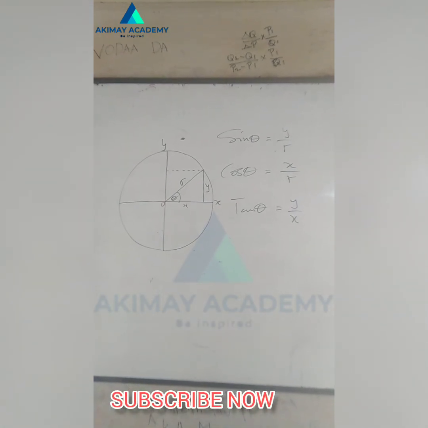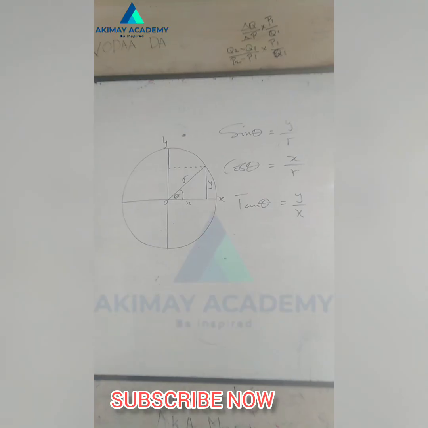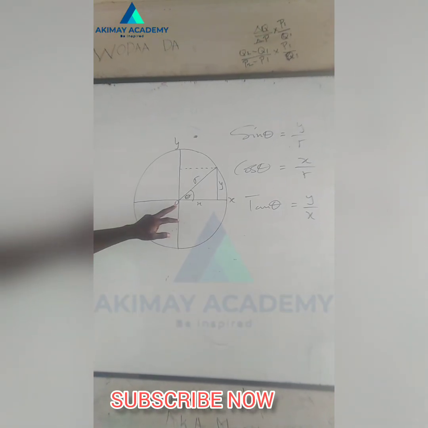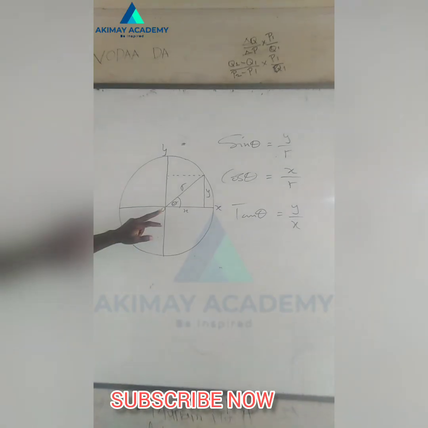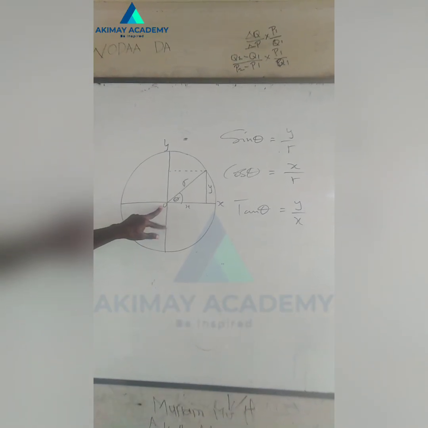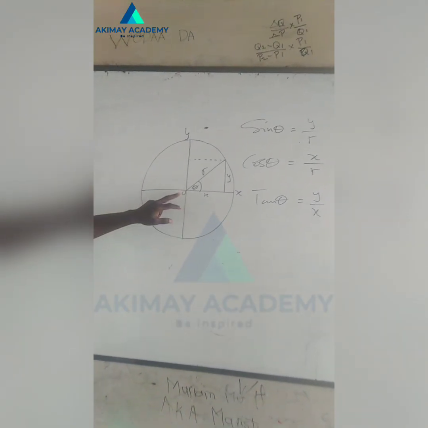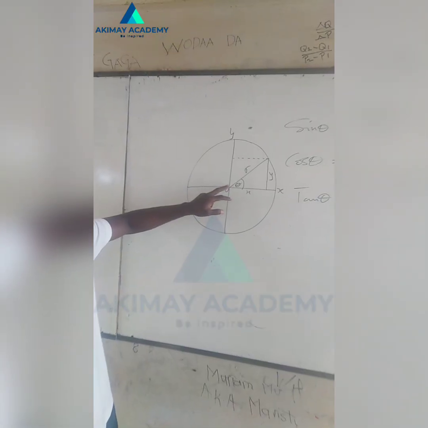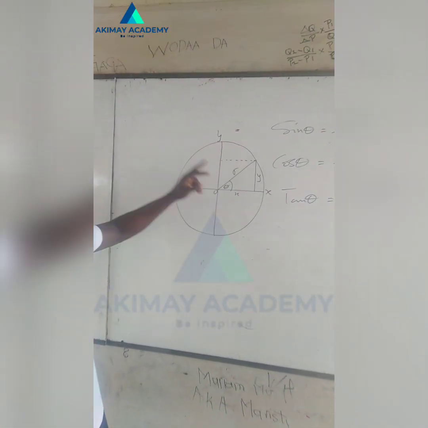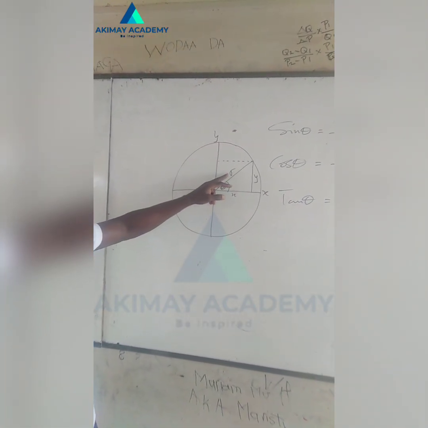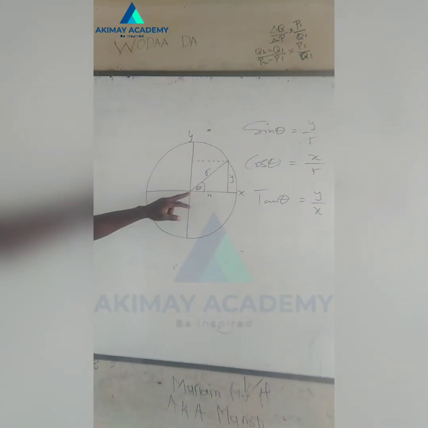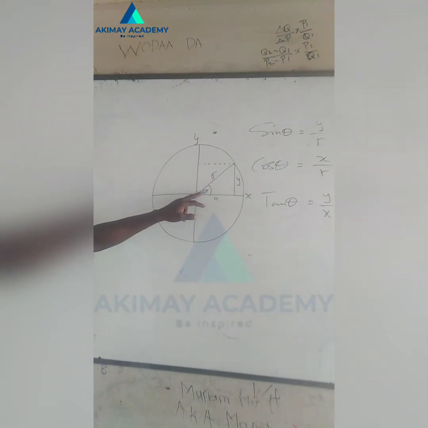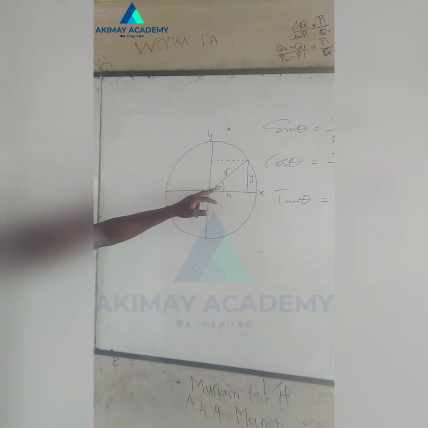So from this diagram, we know that this is a complete revolution, and this is the center of the circle. Any line drawn from the center to any part of the circumference is the radius, which we have indicated with r. Here we have the angle theta sitting at the center of the circle.